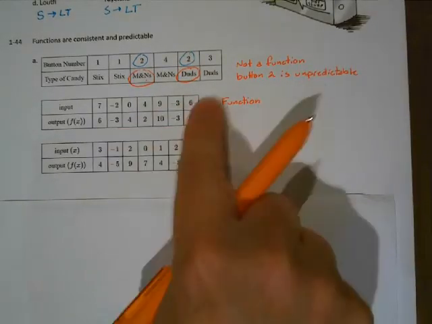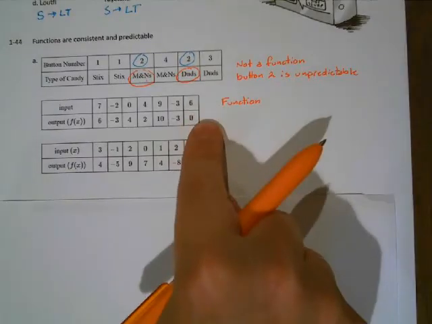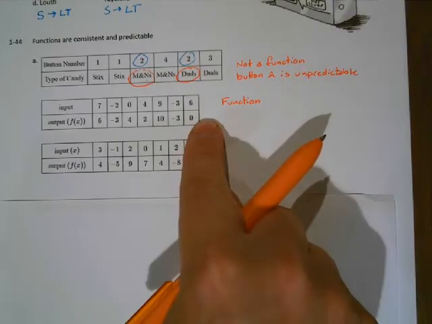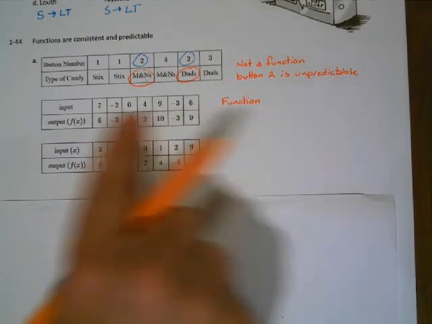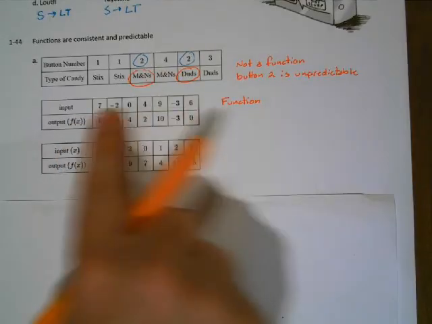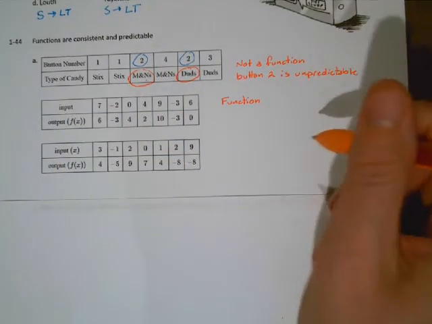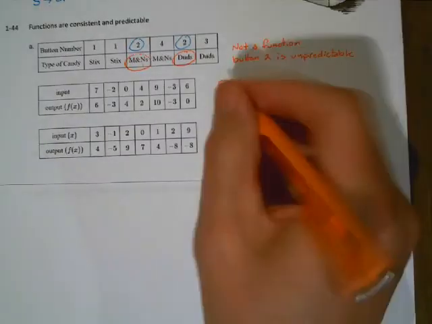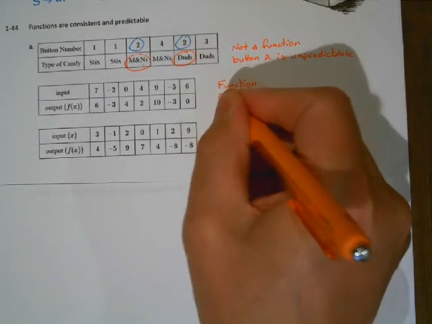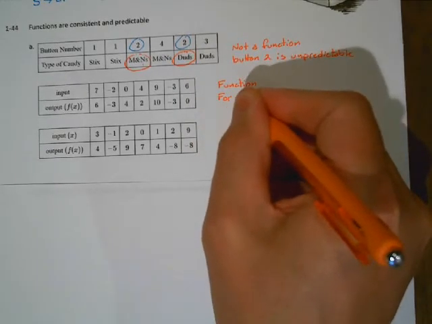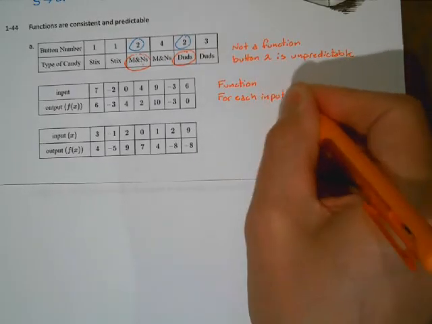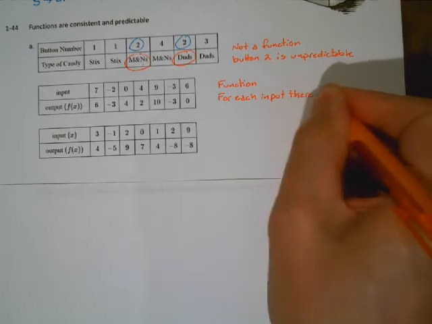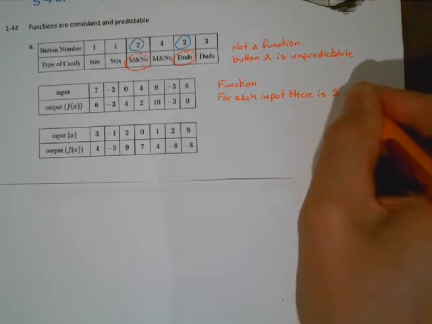Now, if the next line said 6, 2, it would stop being a function because we plugged in 6 at 2 different times and got 2 different answers. But right now, we've never plugged in more than one of the same. So this is a function. So for each x, for each input, there is one output.